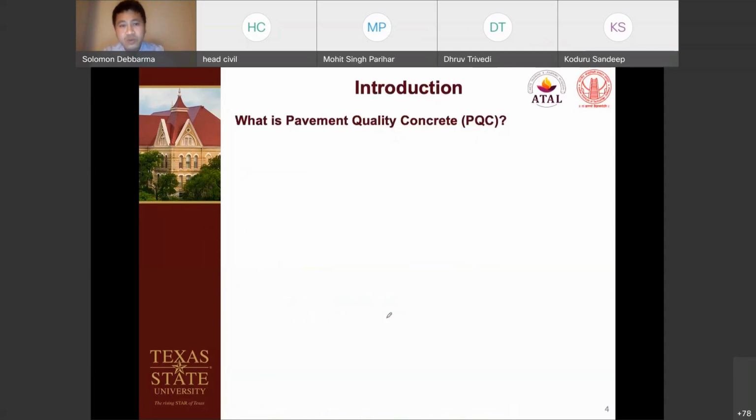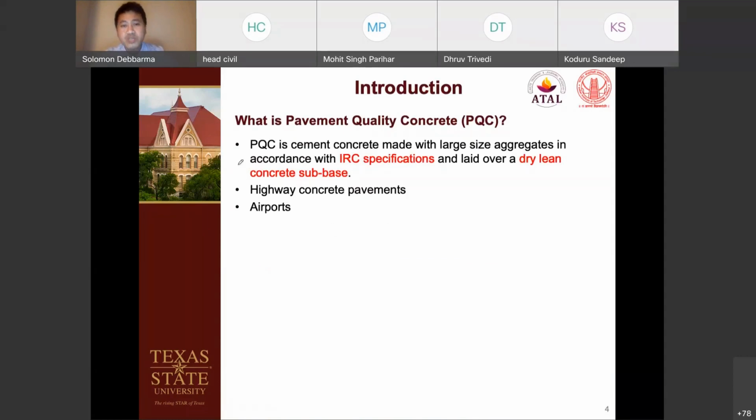So before we move ahead, what actually is pavement quality concrete, or what is known as the PQC? So by definition, PQC is the cement concrete made with large size aggregates, in accordance with our specifications and laid over a dry lean concrete subbase. So dry lean concrete acts as a base layer for the rigid pavements. So the PQC is usually used for the highway concrete pavements and the airports because of its ability to sustain high impact loading.